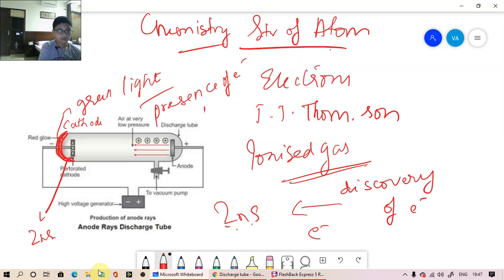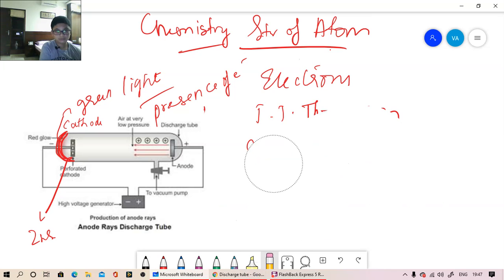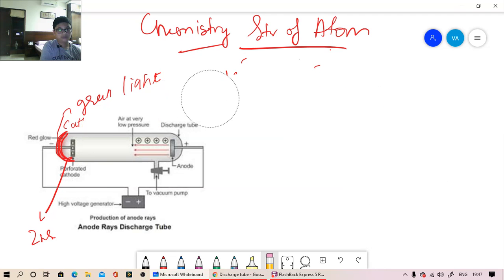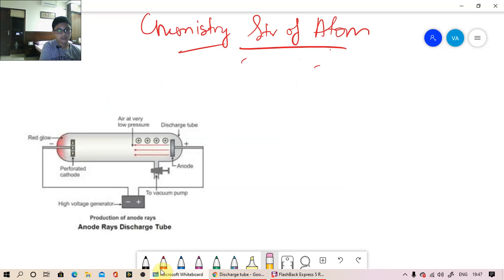Okay. So we will learn the characteristics of electrons or cathode rays. This is a discharge tube; at that time it was cathode rays. It was not a perforated cathode, it was a normal cathode. The cathode rays always traveled in straight lines. Properties: straight lines, easily penetrate through metallic foils.